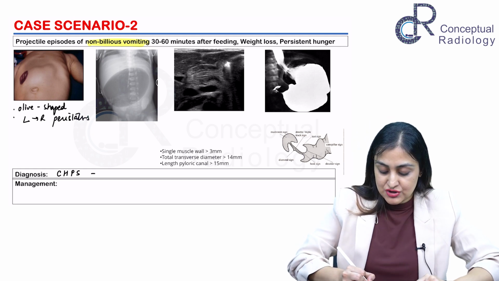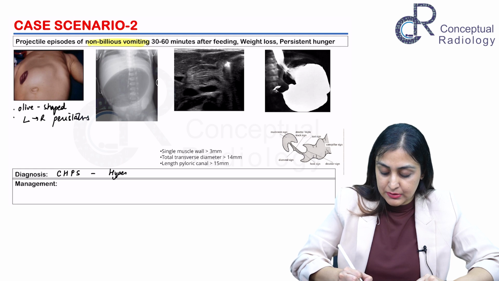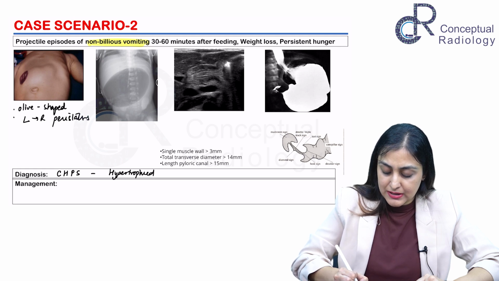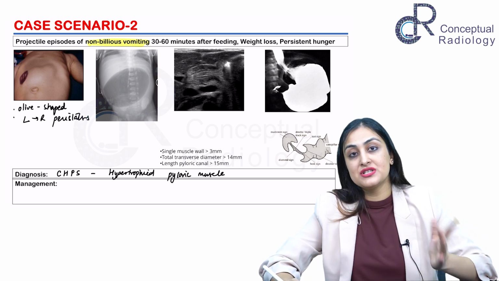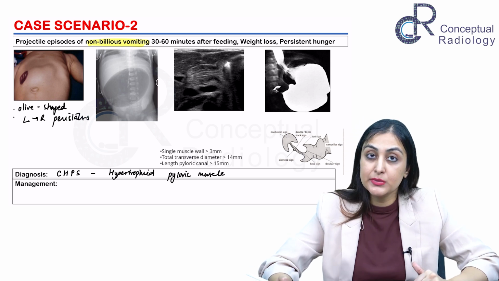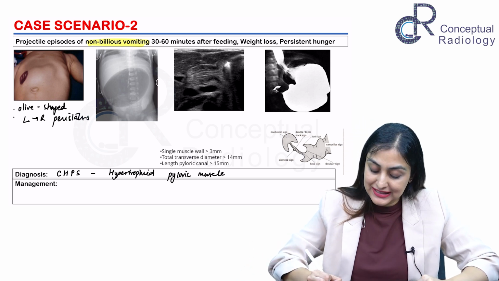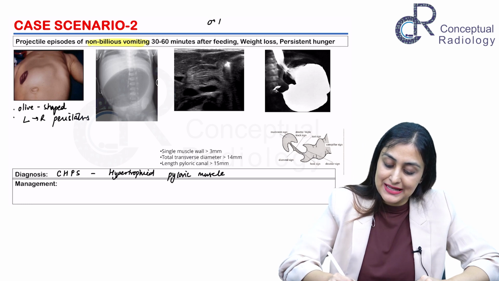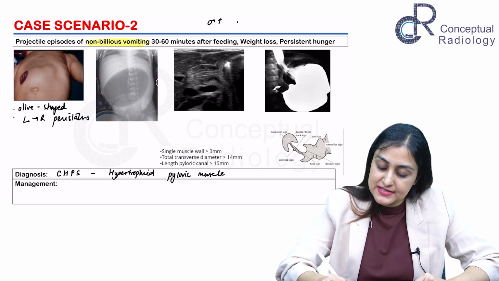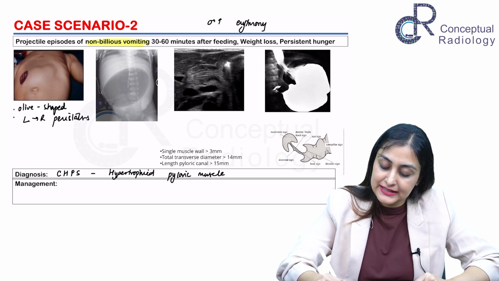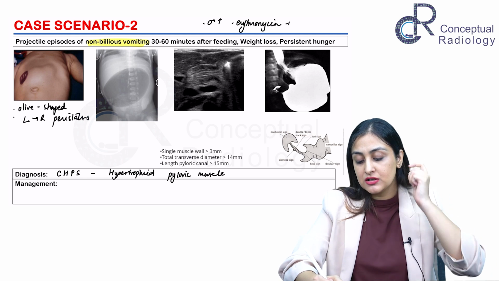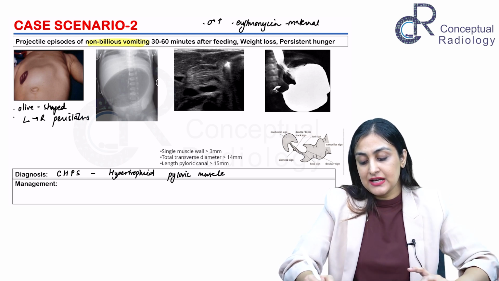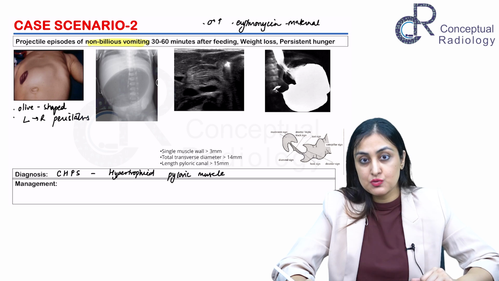So as the name suggests, what you're gonna have is hypertrophied pyloric muscle. The pyloric muscle is hypertrophied. This presentation is frequently around 6 to 8 weeks after birth. Males are more commonly affected. So there's a condition wherein males are more commonly affected, and there is some association with maternal intake of erythromycin. So these are just few facts which we want to know. So maternal intake of erythromycin is implicated with CHPS.